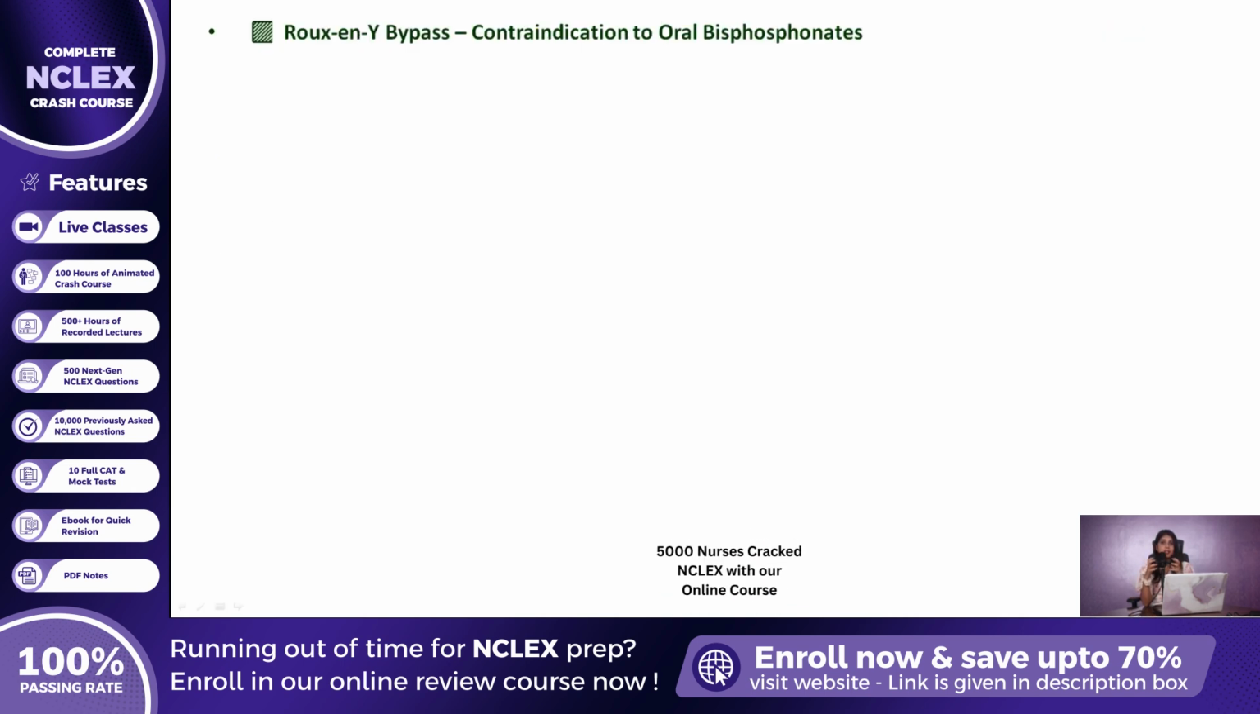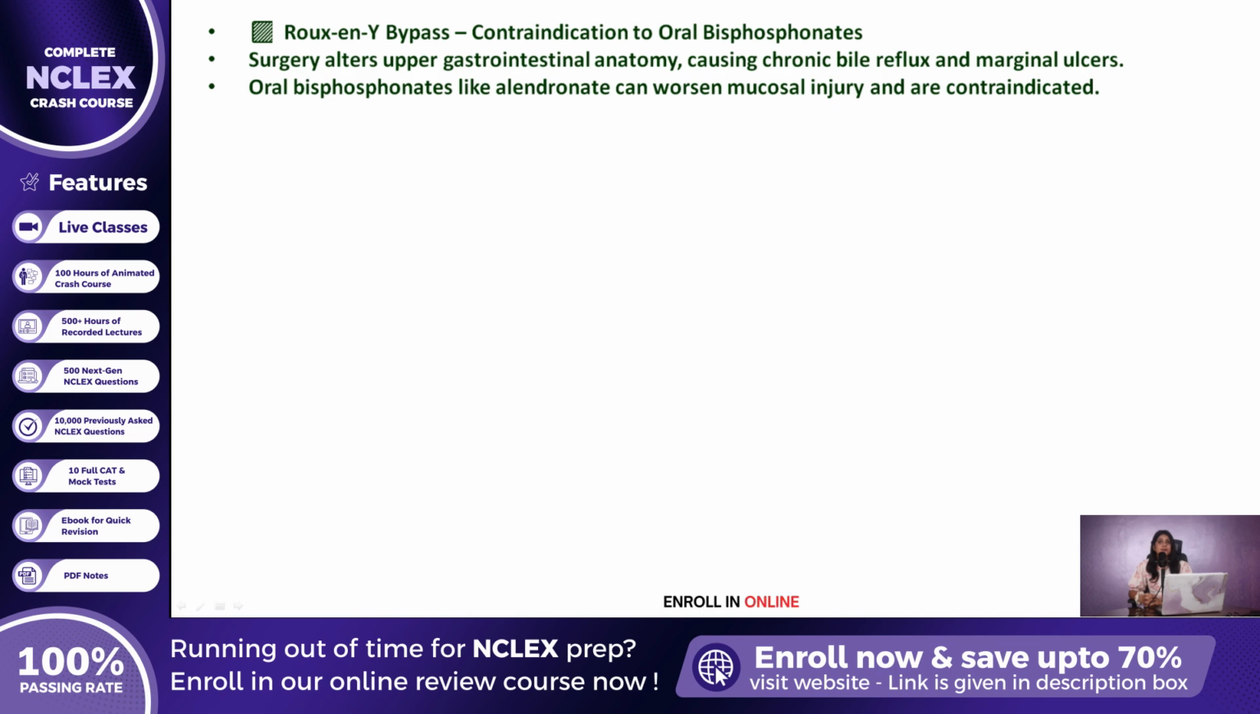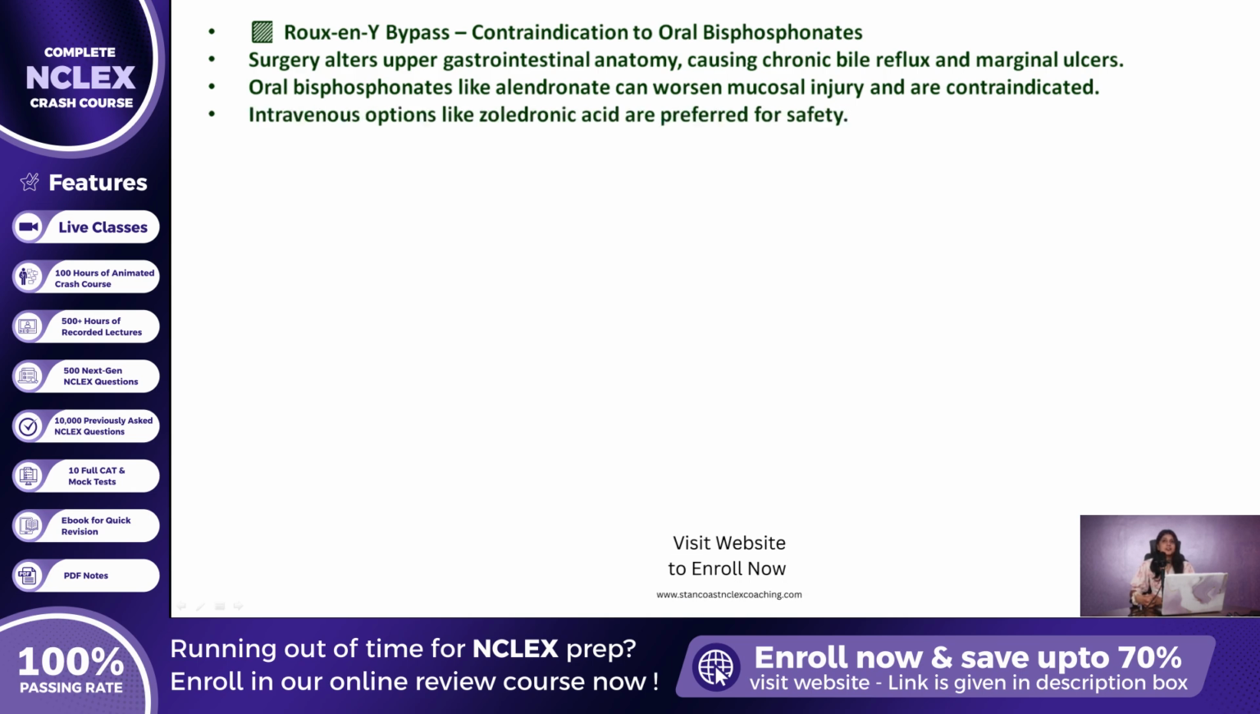Option B is the correct choice because Roux-en-Y gastric bypass profoundly alters upper gastrointestinal anatomy and often leads to chronic bile reflux and marginal ulcers at the gastrojejunal anastomosis. Oral bisphosphonates, such as alendronate, can adhere to this vulnerable mucosa, causing severe ulceration, perforation, or strictures. So, current guidelines list this surgery as a contraindication to oral therapy and recommend an intravenous agent like zoledronic acid instead.